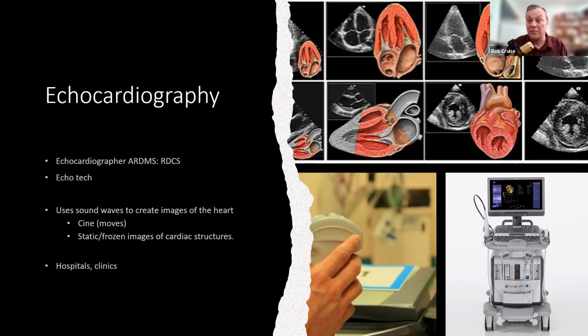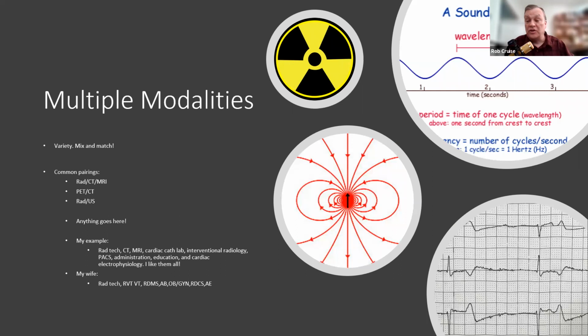Most people will not be an X-ray tech first, and that's perfectly fine. Then you can do a mix and match, right? So you can do X-ray, you can do X-ray MR, X-ray CT. The common ones are X-ray CT MR. That's me, I do that. There's PET CT, so a nuclear medicine technologist that learned CT, that's common. One of the least common is X-ray tech and ultrasound, but they're still out there. So anything goes, you can mix and match.